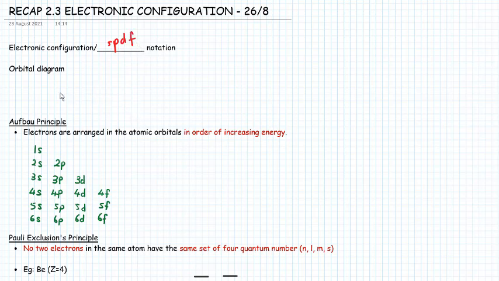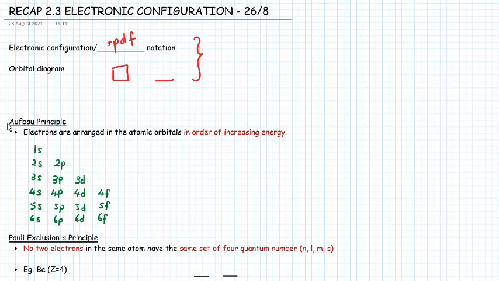The second one is the orbital diagram, where you can use either a box to represent one orbital, or a line to represent one orbital. Remember, one box for one orbital or one line for one orbital. Both of these are methods to show how the electrons are arranged in one atom. In order to construct an electronic configuration or draw its orbital diagram, we need to have the basic three rules or principles.